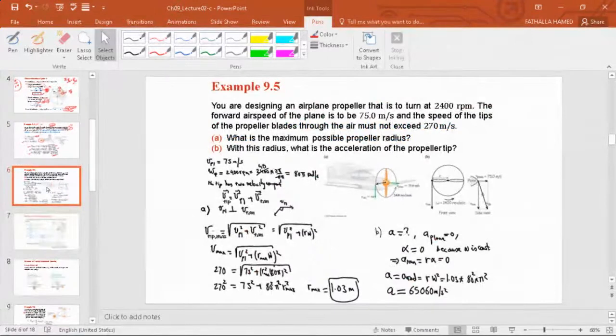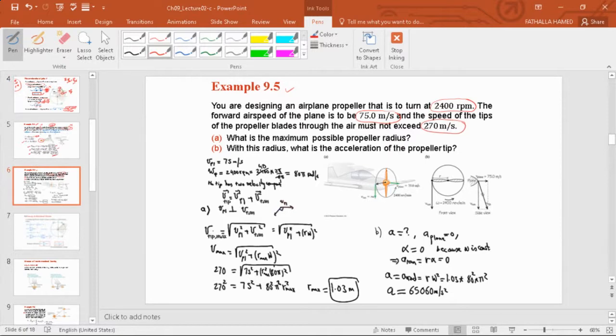Now, let's take another example here. And this is something where you have to be careful in designing propellers. You are designing an airplane propeller that is to turn at 2,400 RPM, revolutions per minute. The forward airspeed of the plane is to be 75 meters per second, and the speed of the tip of the propeller blades through the air must not exceed 270 meters per second.